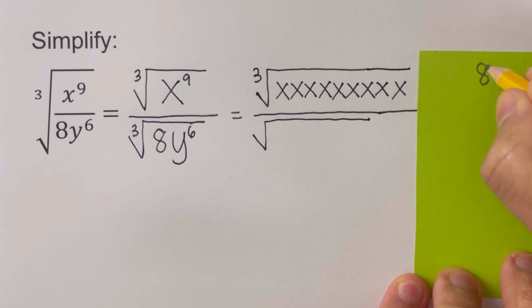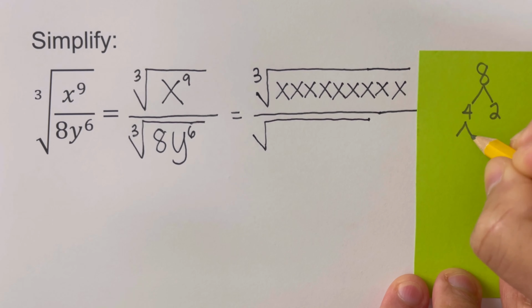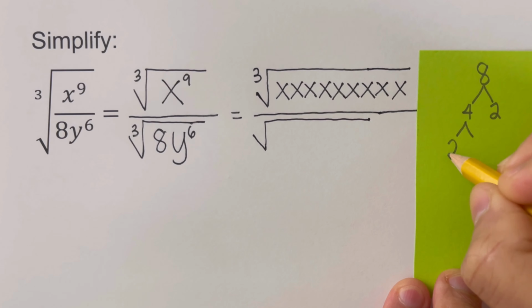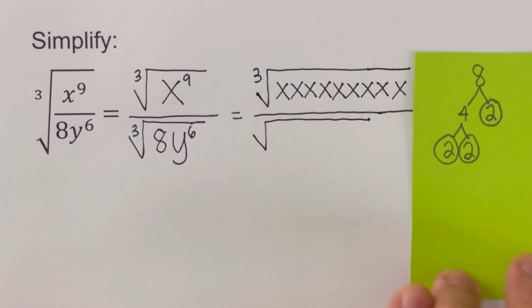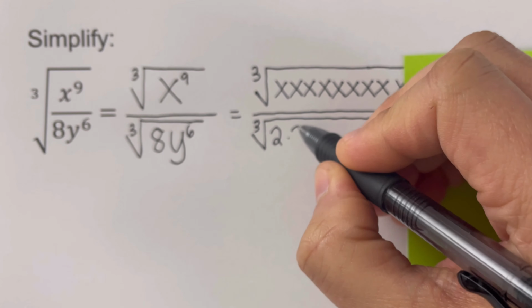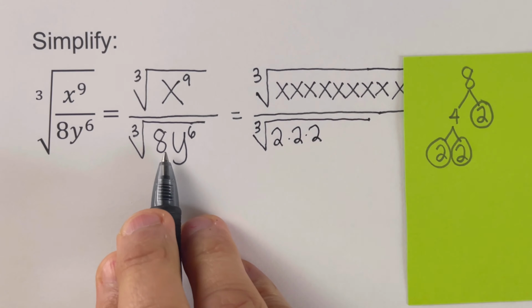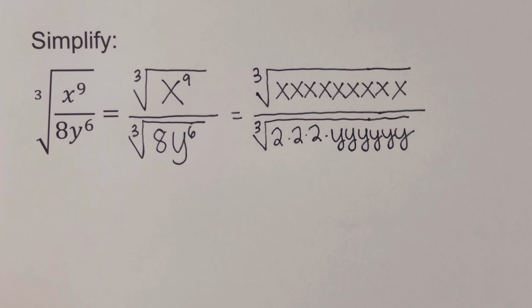So that is 8 would be divisible by 2. So that is 2 times 4. And 4 is divisible by 2. So that would be 2 and 2. So these are the prime factors of 8. There are 3 2's. So I'm going to go ahead and write that down here. So that would be 2 times 2 times 2. That represents the 8. And there's going to be 6 y's. Okay, so this is the expanded version of this expression here.